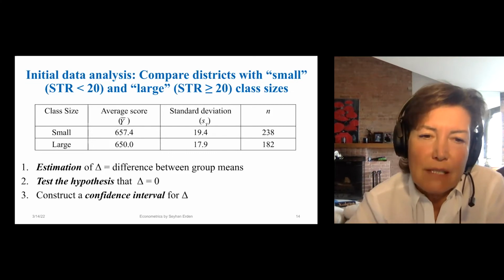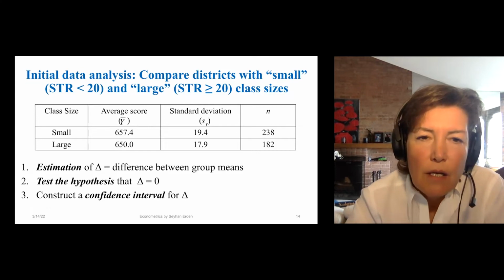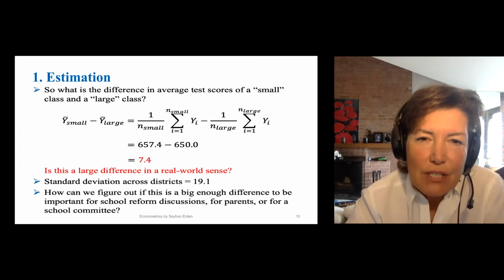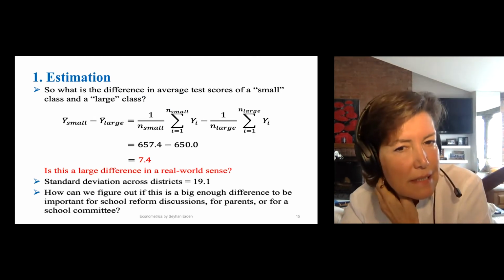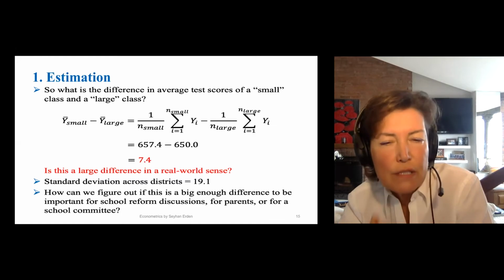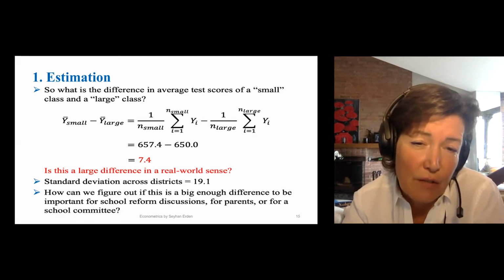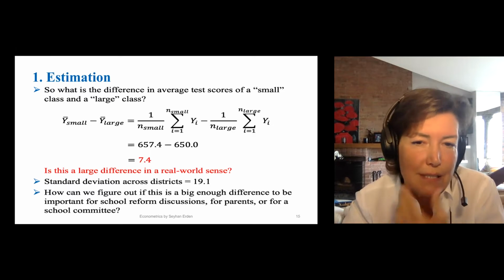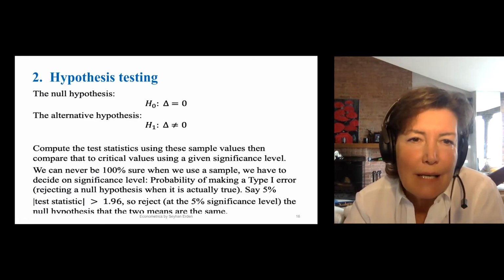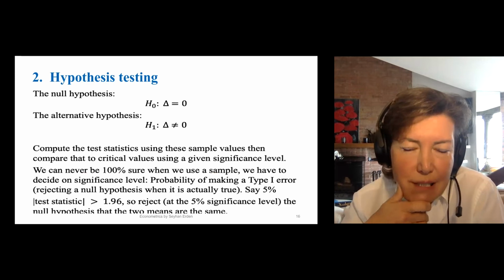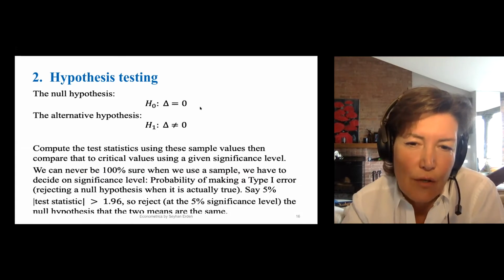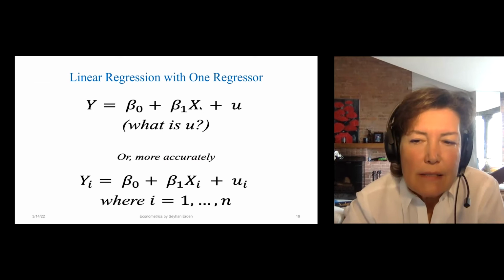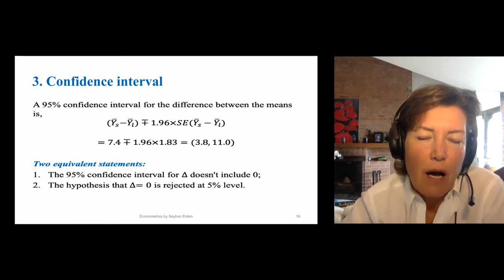And then we're going to construct a confidence interval. That estimation is something that, again, you learn in statistics, but we're going to review it. The first 3 lectures of the econometrics course are actually a review of statistics. And then we're going to set up the hypothesis testing of whether that difference in the population is equal to 0 or not. And then finally, we are going to do the confidence interval.